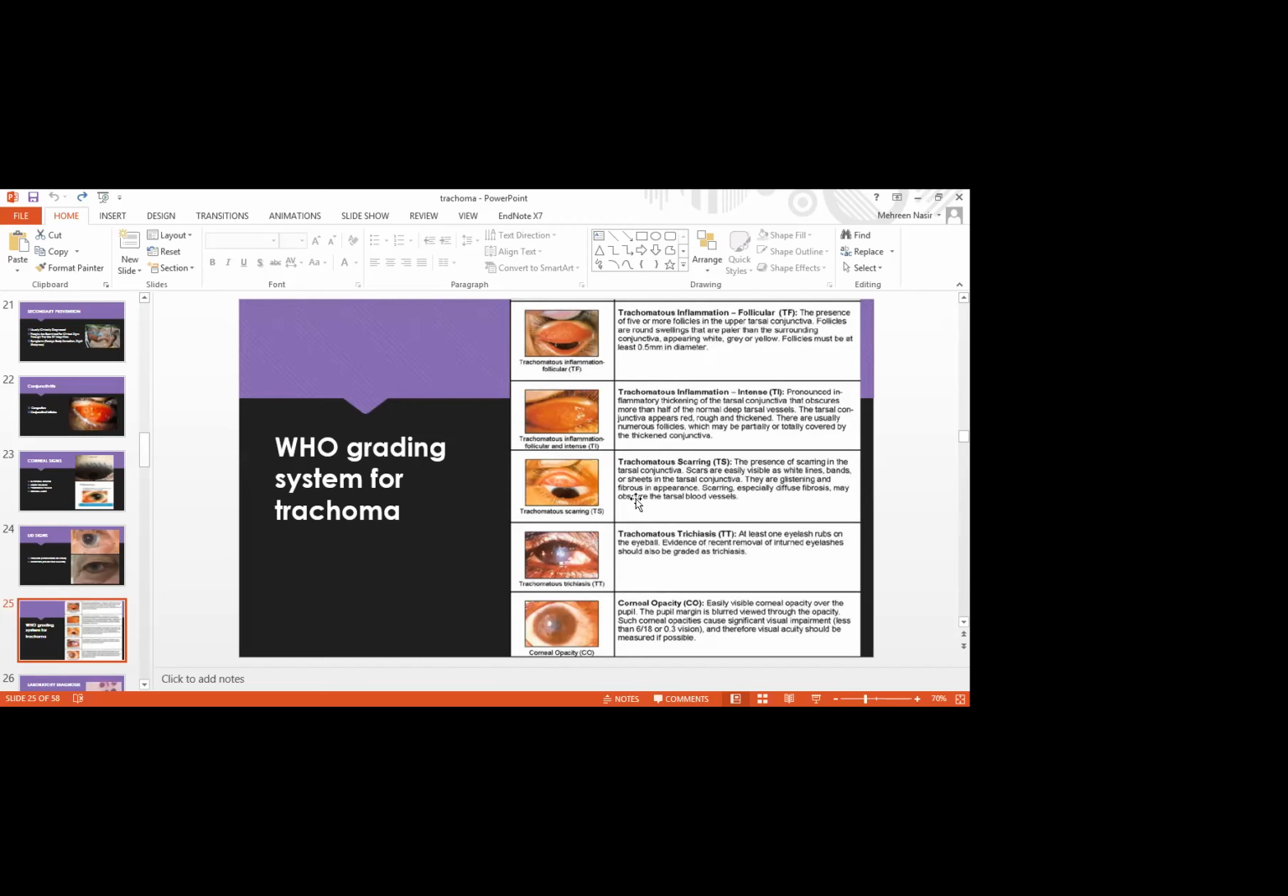Then comes trachomatous trichiasis. At least one eyelash rubs on the eyeball. And in corneal opacity, the pupil margin is blurred when viewed through the opacity.